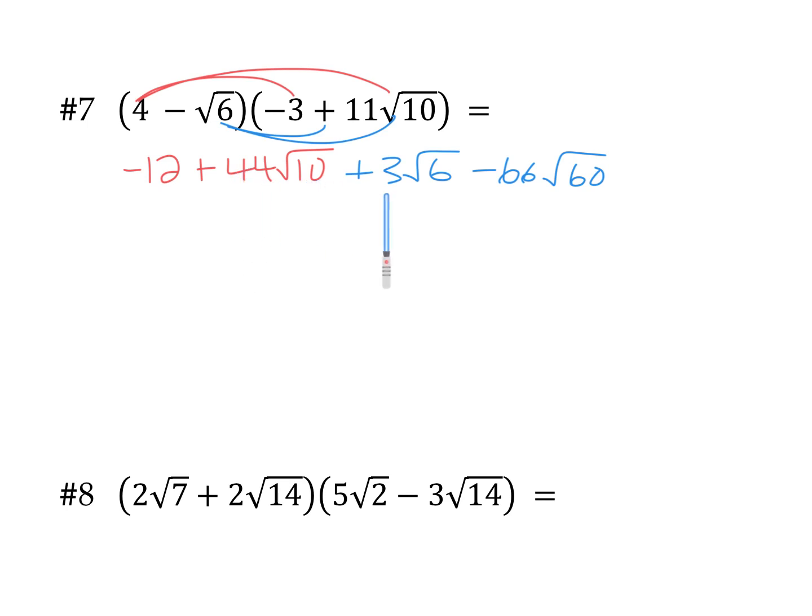It doesn't have perfect square factors. 6, none of these can be added together. Oh, but down here, square root of 60. The square root of 60 can be simplified. That's 4 times 15. So this is 66 times square root of 4 times 15.